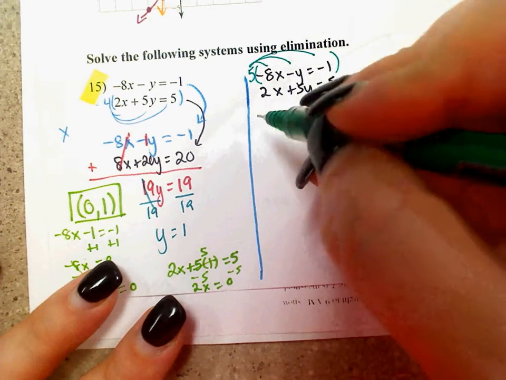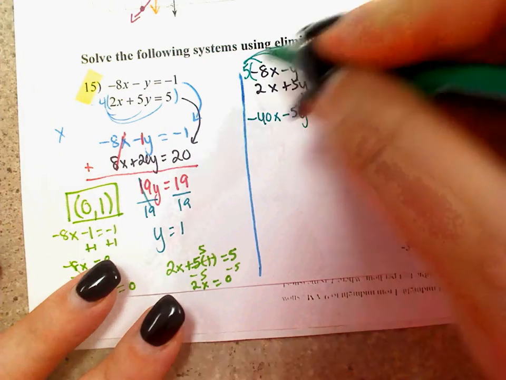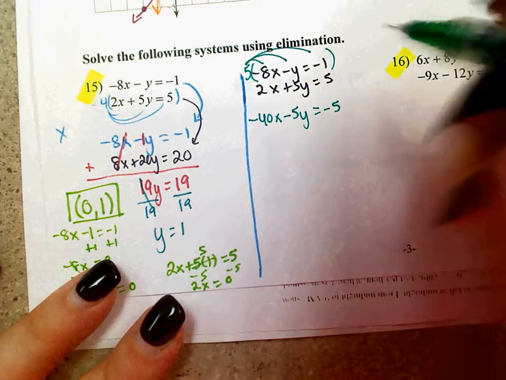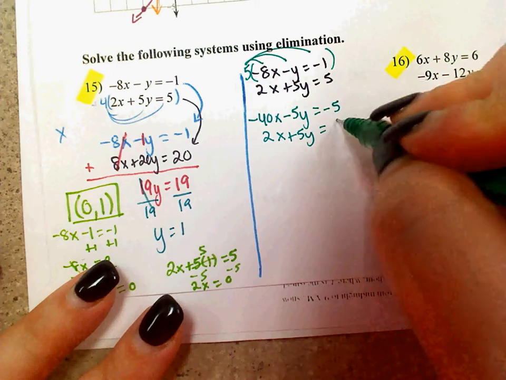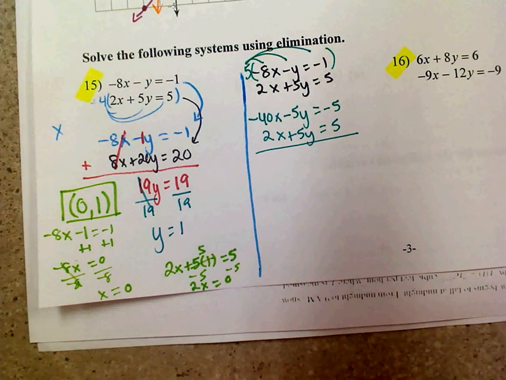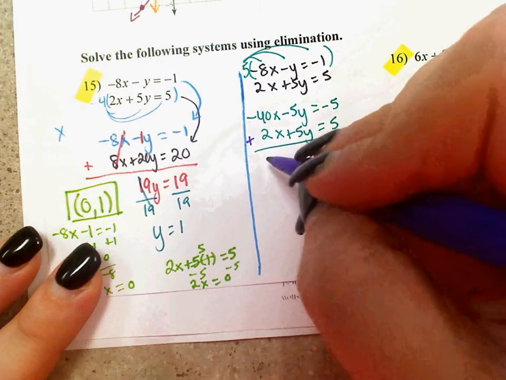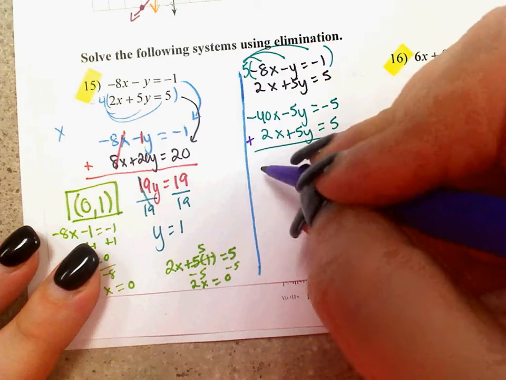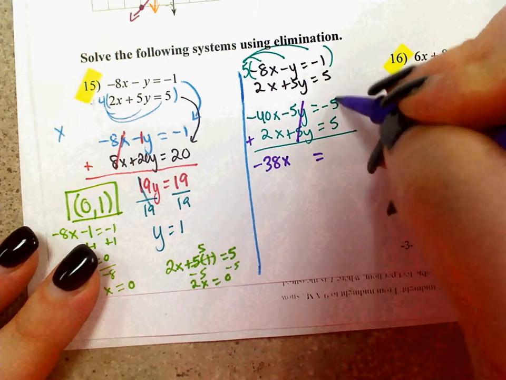So I've got negative 40x minus 5y equals a negative 5. And then I'll just rewrite the bottom equation. 2x plus 5y equals 5. Okay? So now I'm ready to add the equations. Sorry, not combine like terms, add the equations. Negative 40 plus 2 is like 40 minus 2, 38, only it's negative, so negative 38x. Those two are gone, and actually those two are gone too.